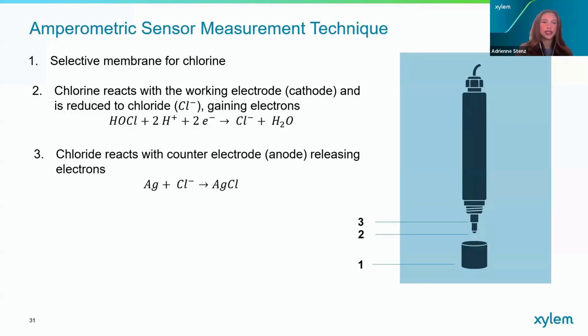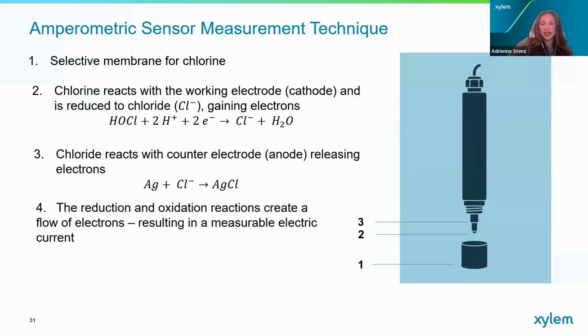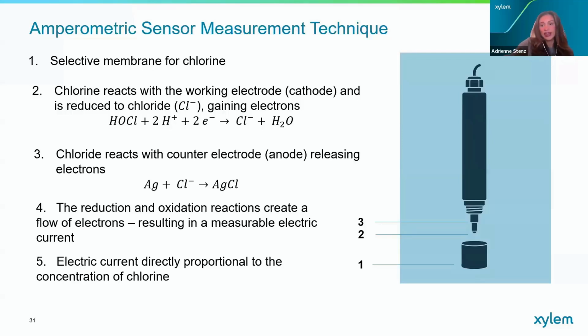That chloride that is produced at the working electrode then reacts with a second counter electrode, known as the anode, typically made of silver. When chloride reacts with the silver electrode, it forms the compound silver chloride, and as it forms this compound, it releases electrons. These reduction and oxidation reactions happening at the working electrode and at the counter electrode create a flow of electrons within the sensor, resulting in a measurable electric current. That produced electric current is directly proportional to the concentration of chlorine in the water sample.